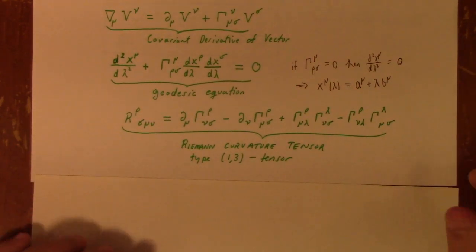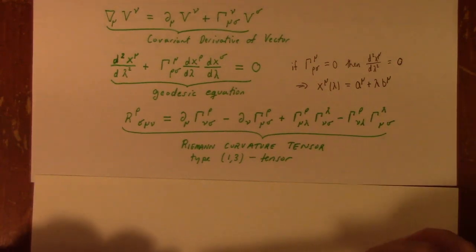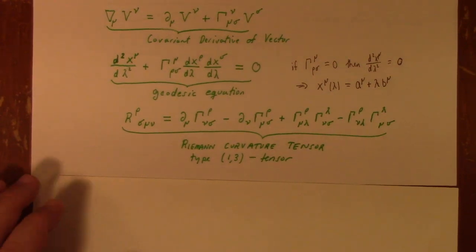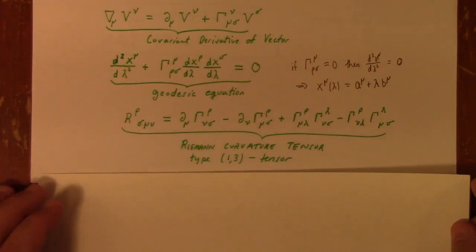So that's just a plain old garden variety line. So the geodesics, when your Christoffel symbols are 0, are just lines, but more generally they can be more interesting things, like great circles on a sphere, you could derive that.